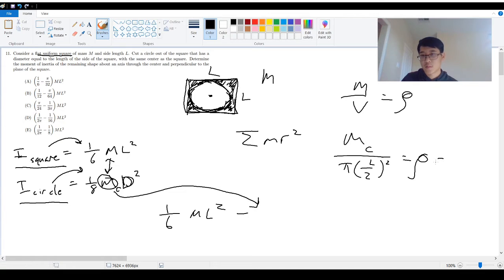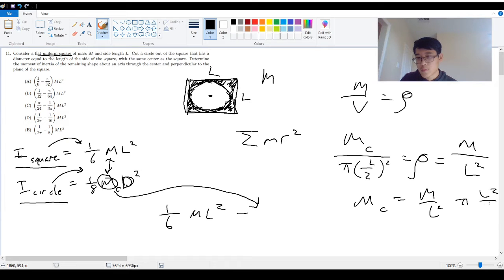This is equal to density, which is also equal to the mass of the square divided by length squared, right? So that means that we have MC is equal to m over L squared times pi L squared over 4. So these cancel out. This gives us m over 4. Sorry, maybe I'll just write it as pi over 4 m.